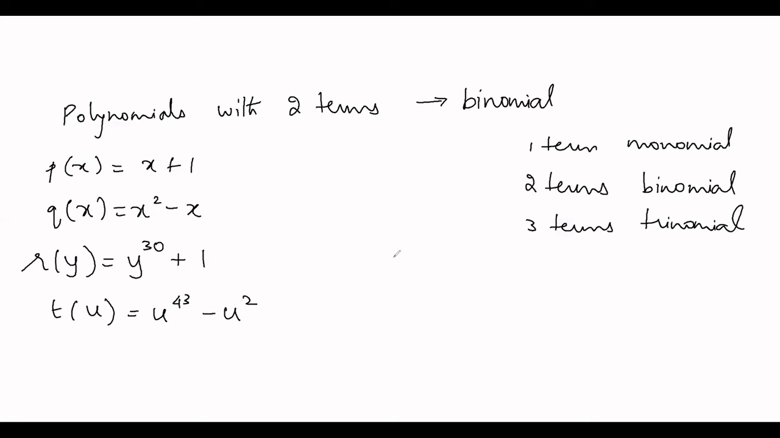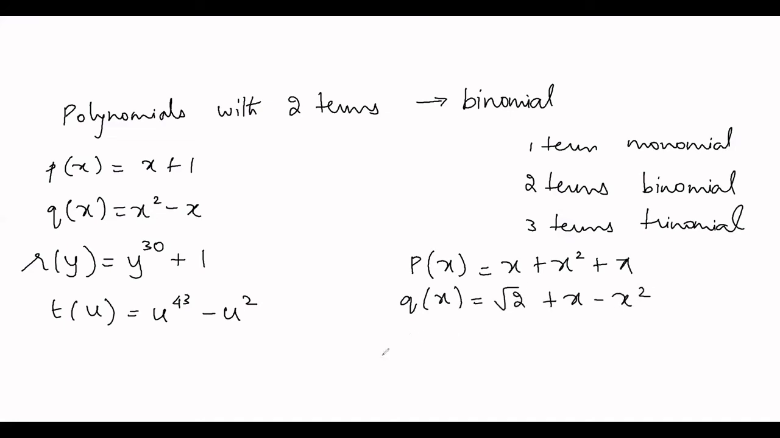Now let's look at examples for trinomials, meaning there are three terms. p of x is equal to x plus x squared plus pi. Pi is a constant and the variable here is x. q of x is equal to root 2 plus x minus x squared. The variable is x here. r of u is equal to u plus u squared minus 2. Say t of y is y power 4 plus y plus 5.